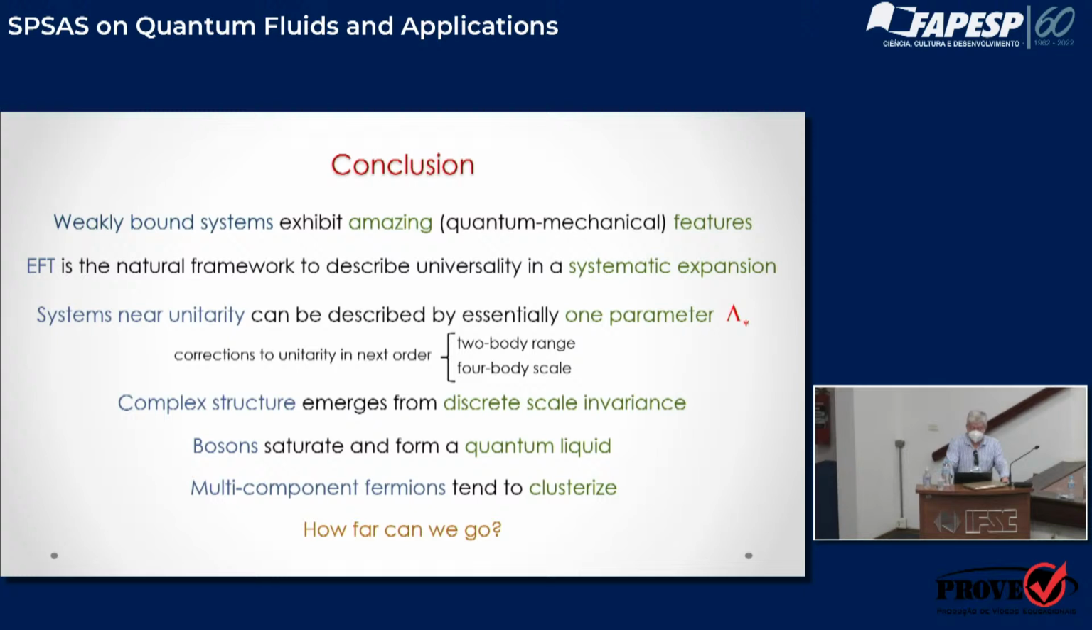We see that because of this one parameter and approximate discrete scale invariance, we can have quite complicated, complex structures. These are geometric towers with several states, so it gets very, very rich very quickly. I argue that once you look at the bound ground states and increase the number of particles for bosons, they form a quantum liquid, a universal quantum liquid. Multi-component fermions tend to clusterize, but we still need to see how far we can go with the theory, both in physical systems like helium-4 and in physical systems like nuclei, which are examples of four-component fermions. Thank you for your patience.